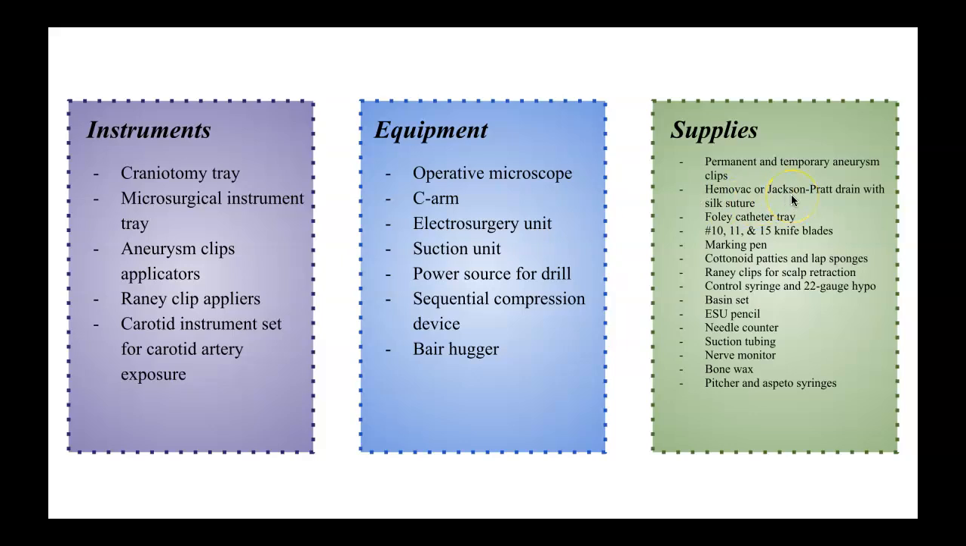Hemovac or Jackson-Pratt drain with silk sutures, Foley catheter tray, 10, 11, and 15 knife blades, marking pen, cottonoid patties, because this is obviously neuro and you can't use big sponges, but lap sponges are used when incising the skin. Raney clips for scalp retraction, and then bone wax, and definitely nerve monitor.